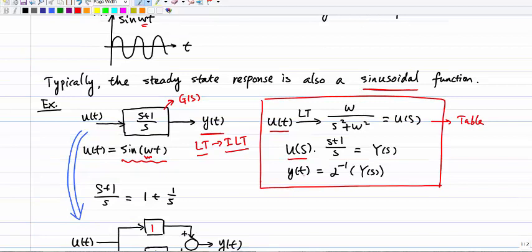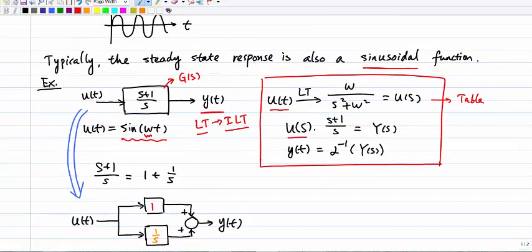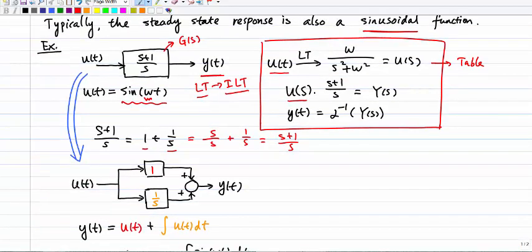A simple way is I can split this (s plus 1) divided by s into two parts, one is 1, one is 1 over s. Apparently if you do the sum of the two, it will be just (s plus 1) over s, because s divided by s is 1. So we can write this in this form: I have u(t), I go over this 1 and then go over 1 over s. Then the sum of the two will be just 1 plus 1 over s.